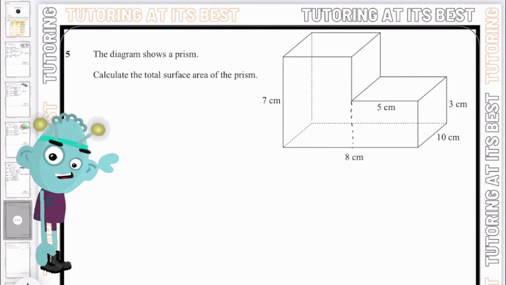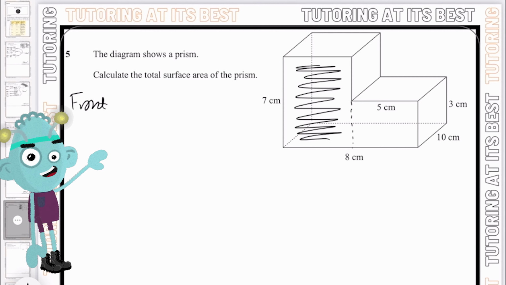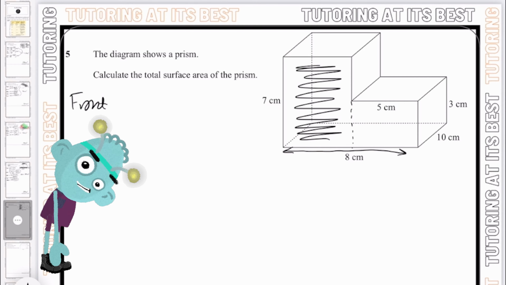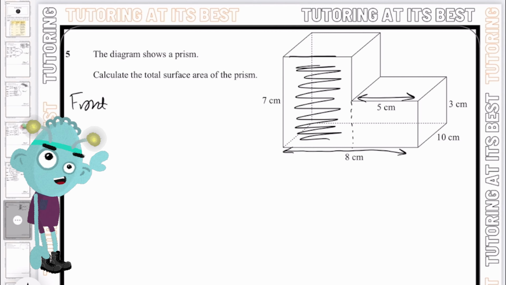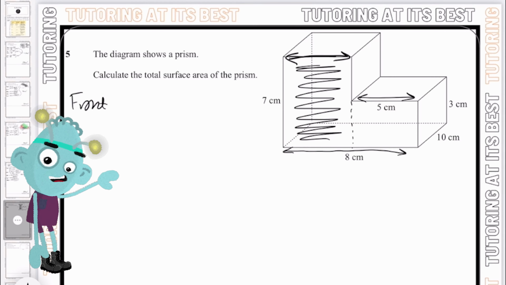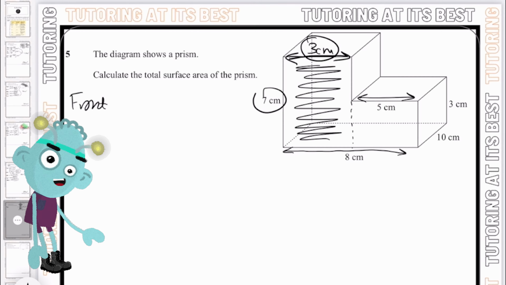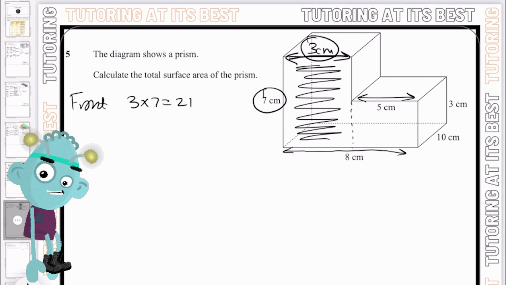So let's start off with our front. And I'm going to go with the simplest one, which is this section here. I know that the entire bottom equals 8, and we have one section which is 5. So in order to calculate the top section, I will need to have 8 take away 5, which will give me 3 centimeters. So now I know I have a 3 by 7. So I can simply have 3 by 7, which is 21.